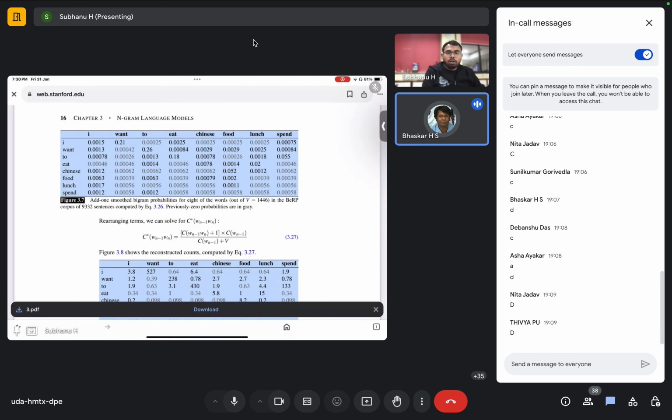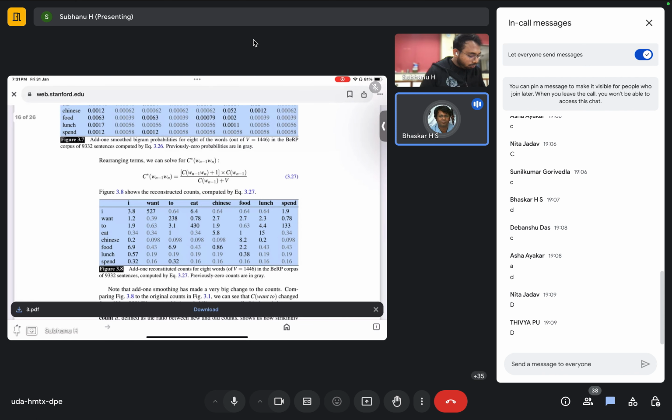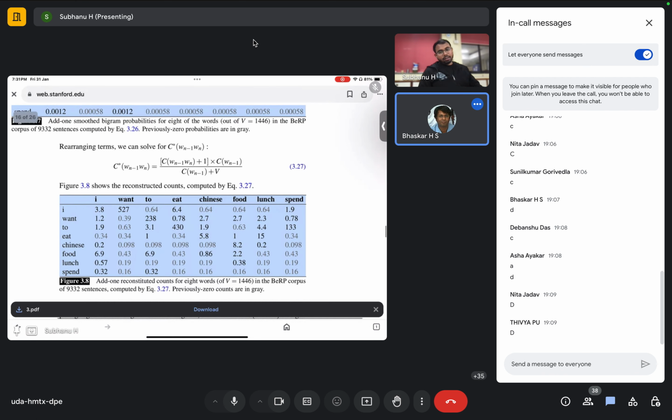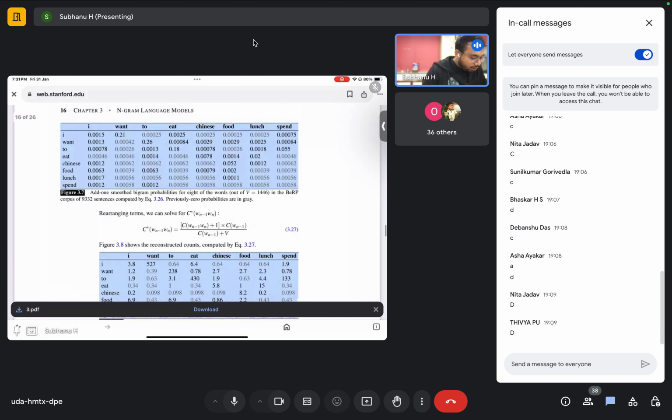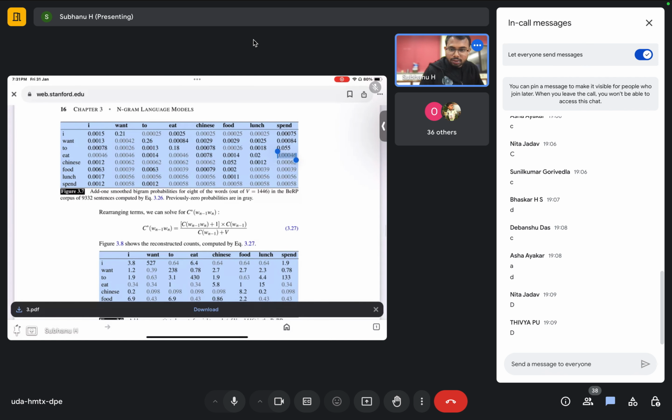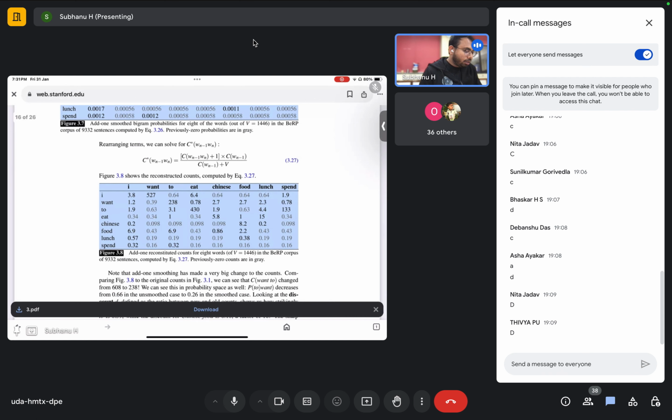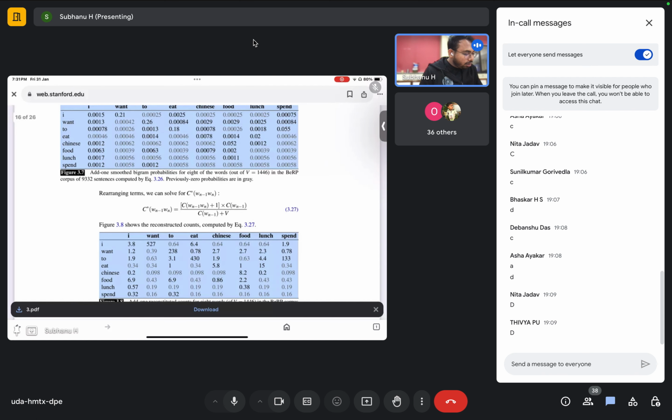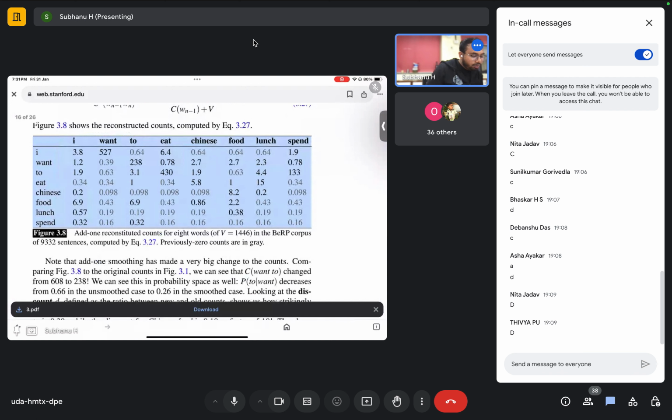Yes, exactly, that's the answer. So then there's a problem. After that, you can see that this is the table, Figure 3.7, before doing this calculation. After doing this calculation, the table looks like this.